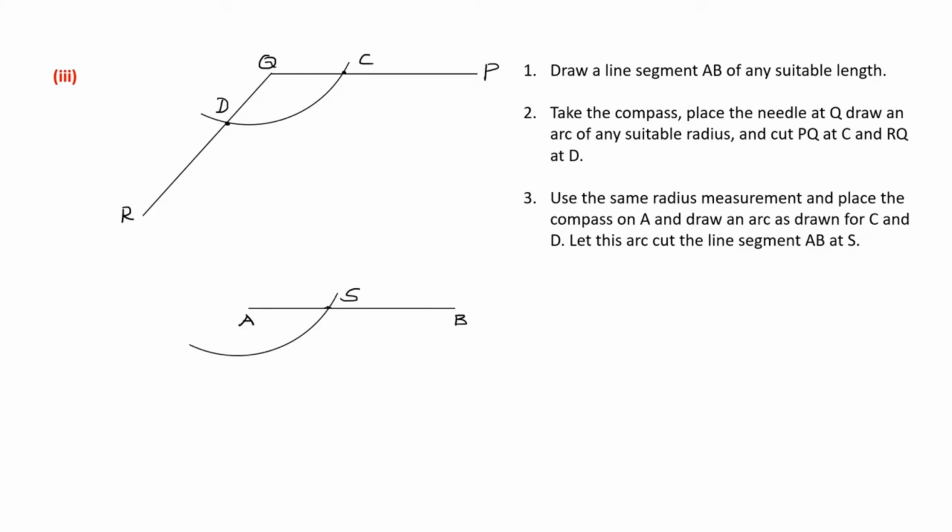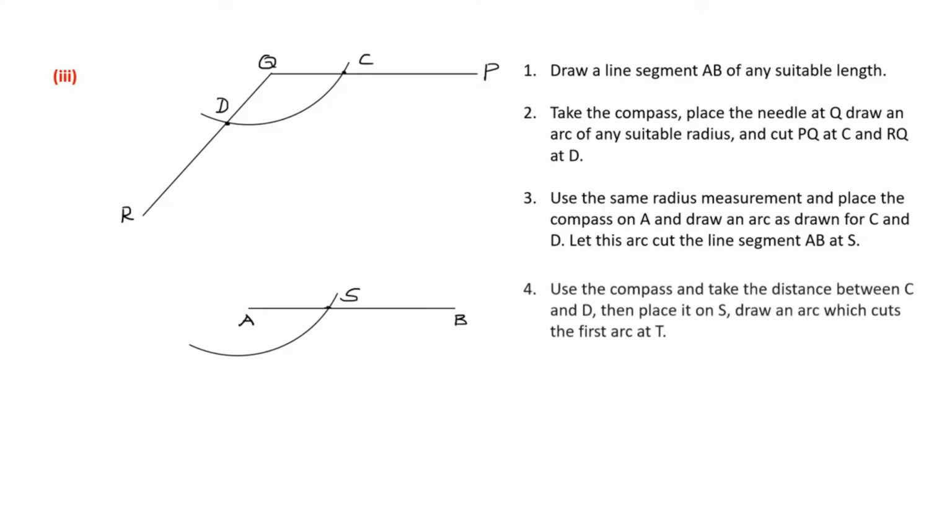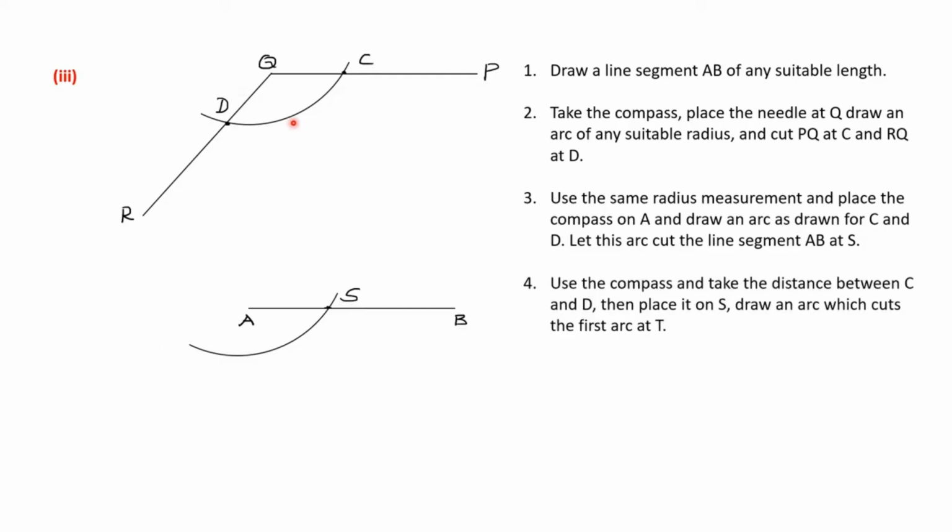Now go back to the first angle given. Use your compass. Take the distance between C and D. For that, you will place the needle of the compass at C and the pencil at D. You will get that distance. Now keep that same distance on your compass at S and draw an arc which will cut this first arc. So you will get an arc like this which is cutting the first arc. Now we are going to name this point where it is cut as T.